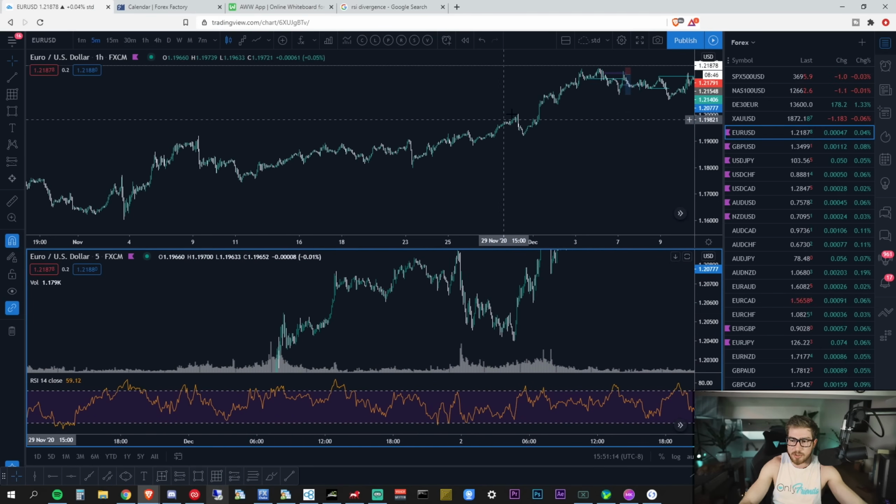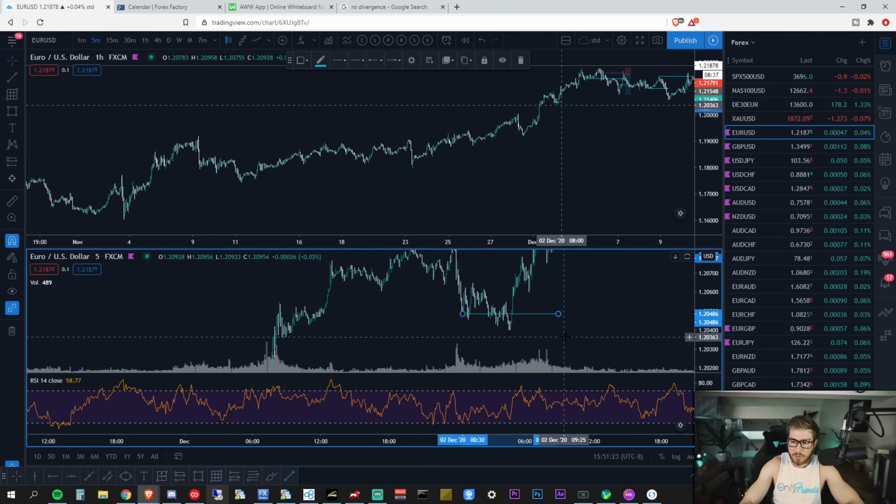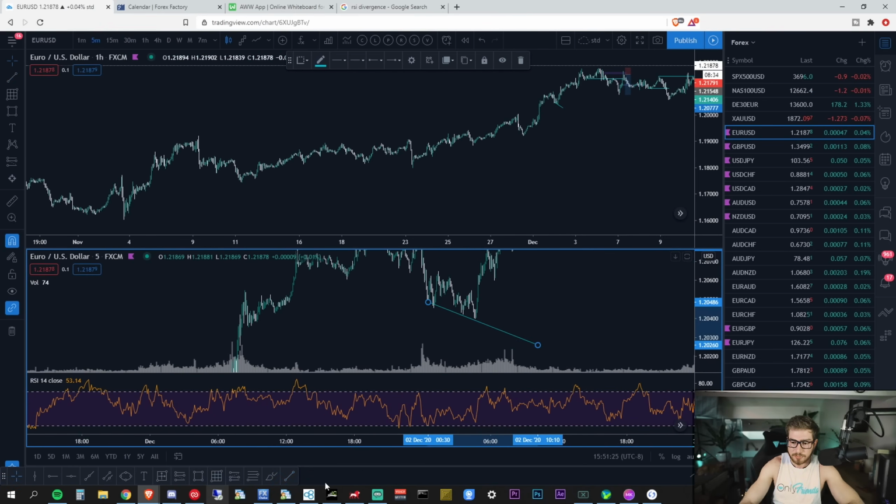So what we see here is a higher time frame again going into the upside. We see a reversal back to the downside. Now, what do we see here? An RSI divergence with lower lows here. And then down here, we see it coming back up, right?